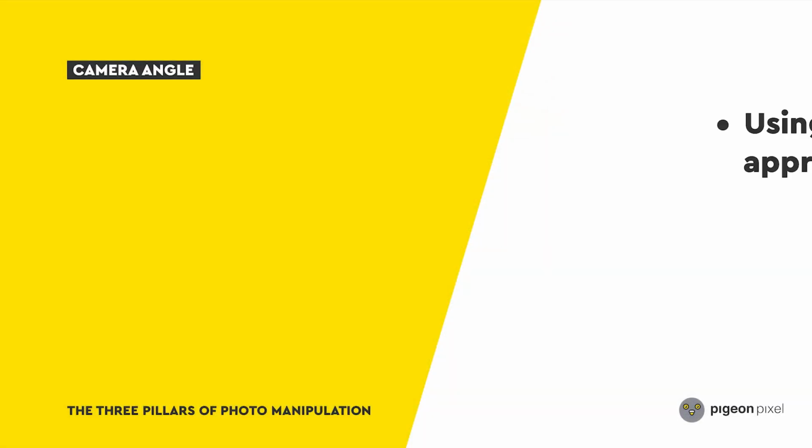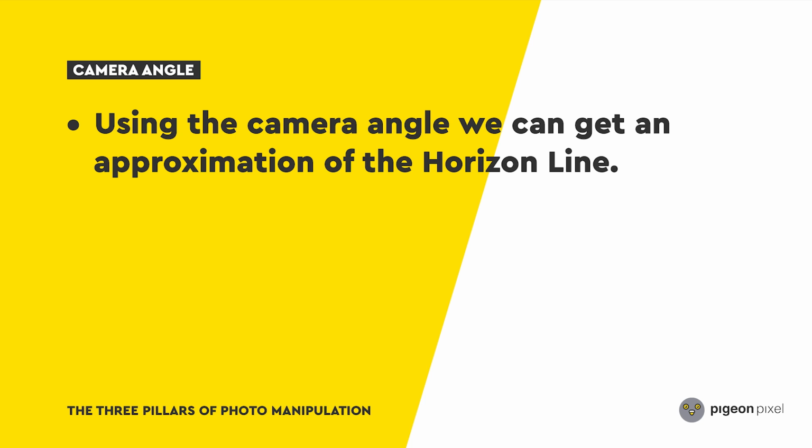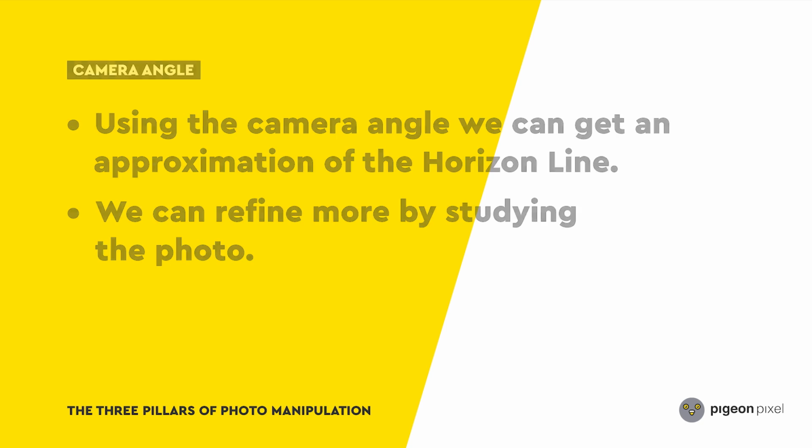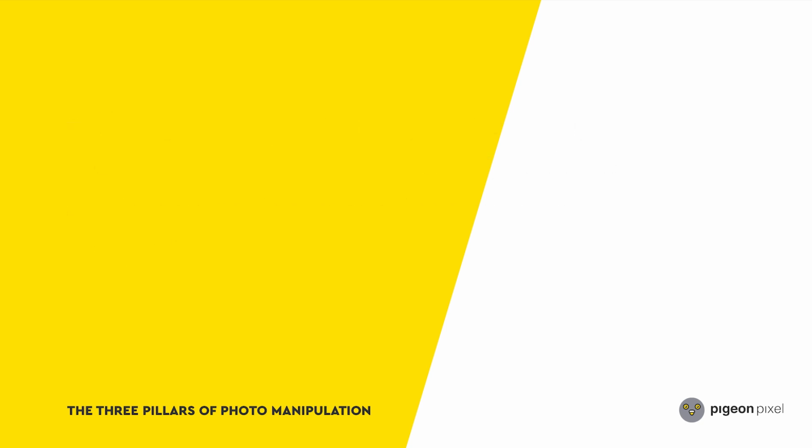So with the camera angle exercise, we can get an approximation of where the horizon line is sitting. But most of the time we can refine that even more, and we do that by studying the photo. So what are we looking for?